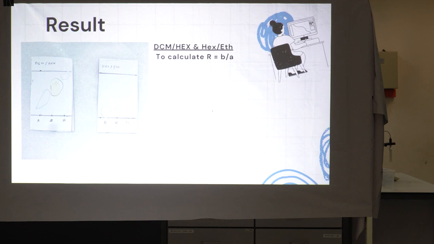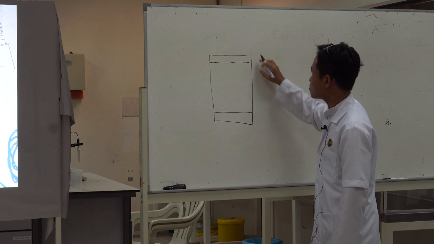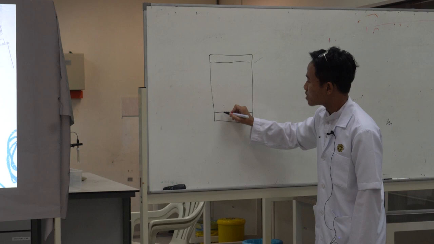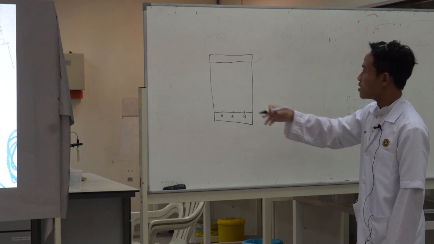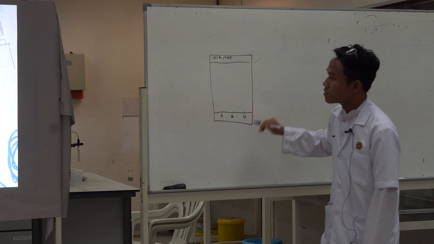So from here, we have a silica gel. I said earlier that we are supposed to mark 1 cm from above and 1 cm from below. So this is the solvent front and this is the baseline. We mark 3 spots, which are acid, base, and neutral. Given that the retardation factor equals B over A, first I want to highlight the DCM hexane, then mark here, here, and here.